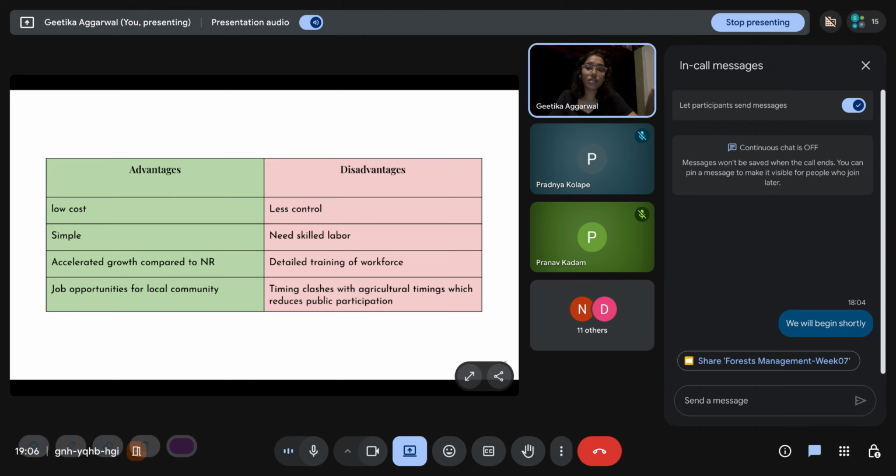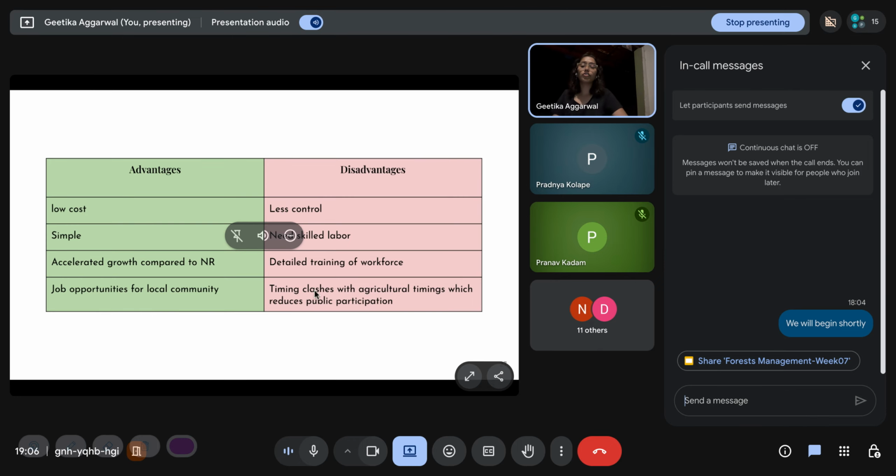Some disadvantages is, again, you don't have a lot of control over how the trees are growing in the area. You will need skilled labor and you will need to train them. You will need to train the workforce into how to carry out this ring weeding, how to suppress the growth of weeds around. You need to actually train them what are the woody trees and what are the weeds, first of all. What if they, by mistake, clear out the sapling itself? So you need skilled labor, you need to train them with all of these things.